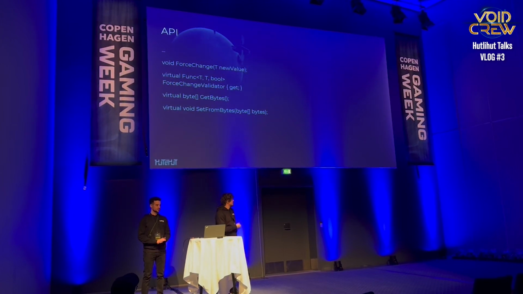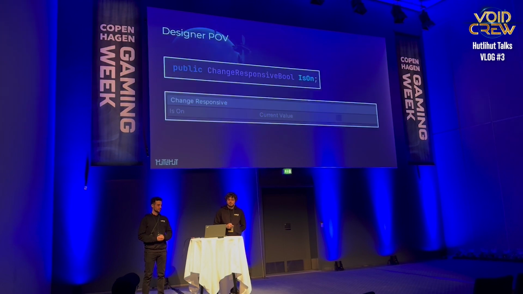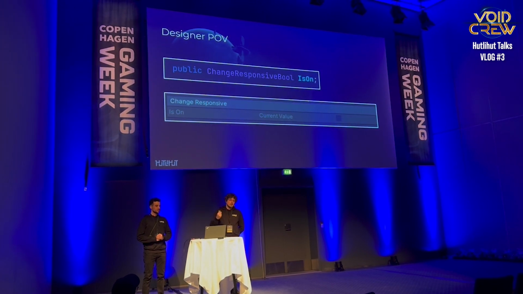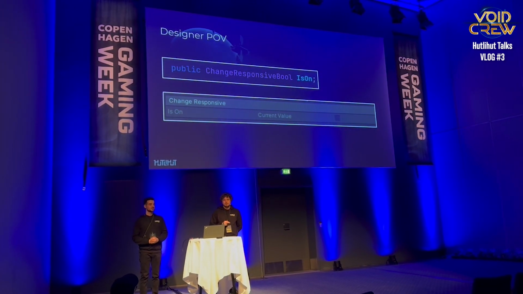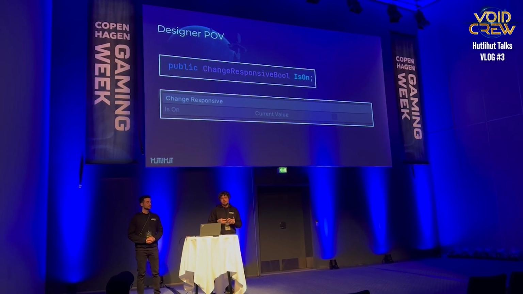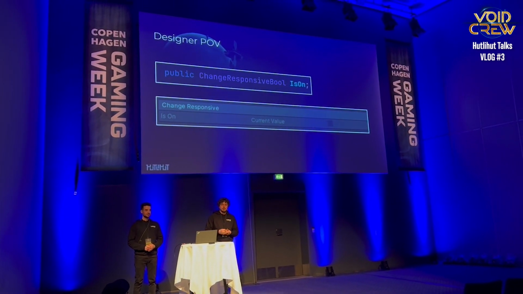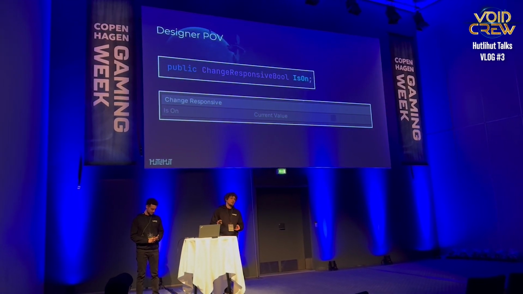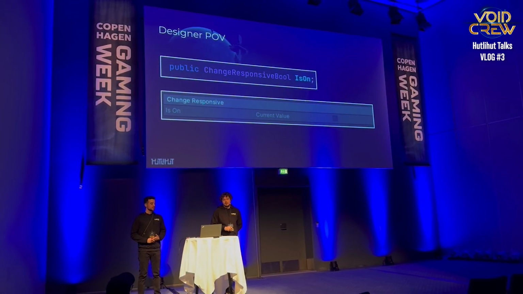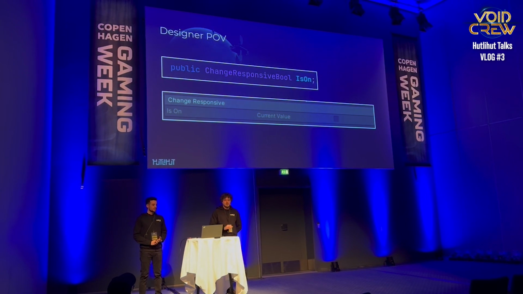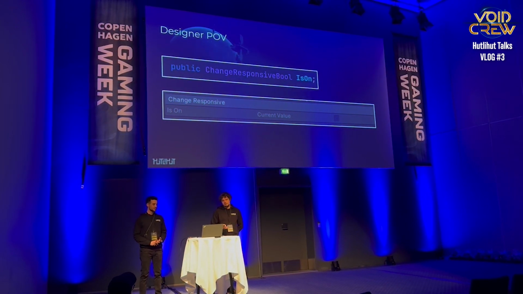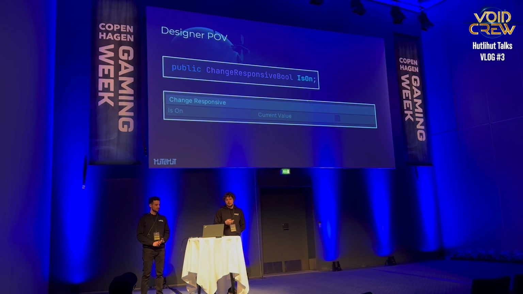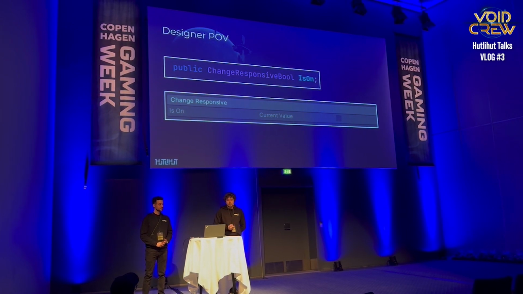And so, just some simple API additions to it. From the designer's point of view, what they end up with is something we call a change responsive variable that we just wrap around a Boolean, integer, or whatever other type that they can simply declare within their code base. And then in the editor, you'll see, for example, if something is on, and you can just tweak the current value and whatnot.